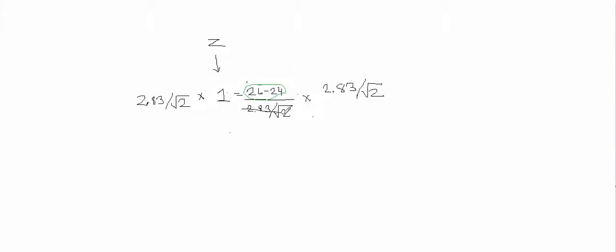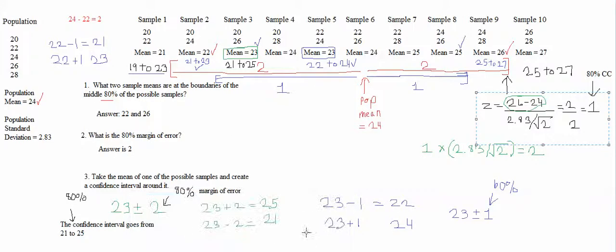This all cancels out, and we're left with 2 over here. So it turns out that multiplying the confidence coefficient of 1 by this over here gives us our margin of error of 2. You can try it on your own to find out that it works, and you'll see that this does come out to 2.